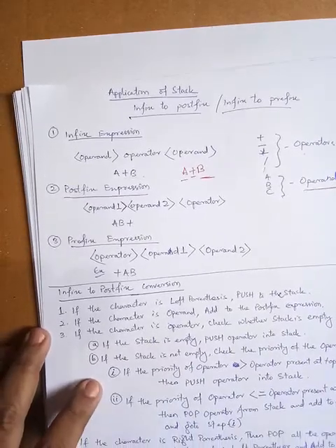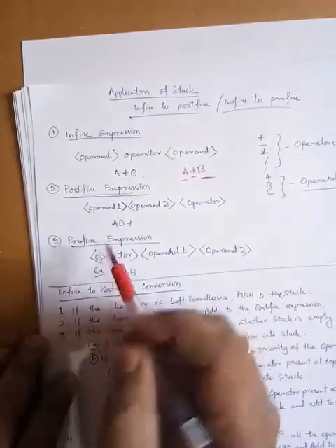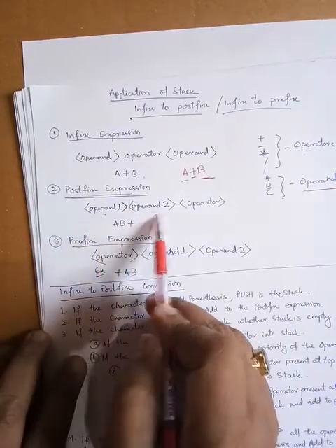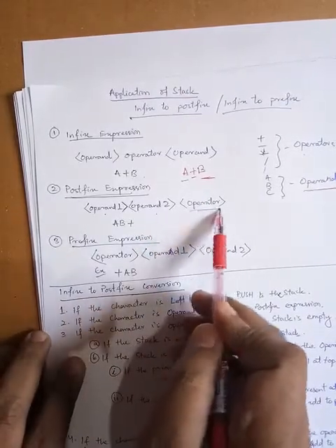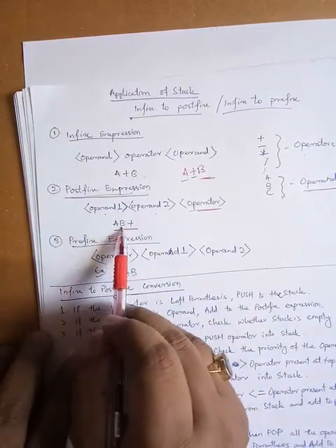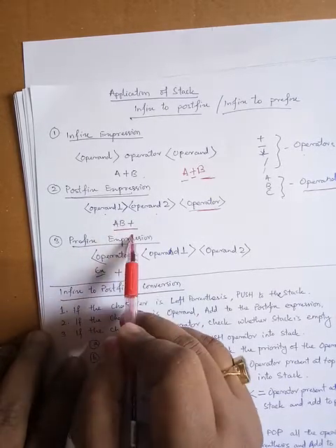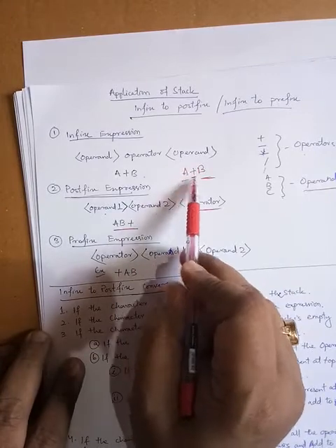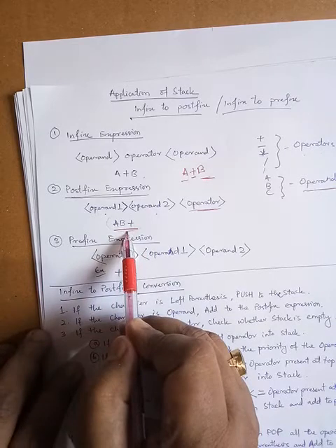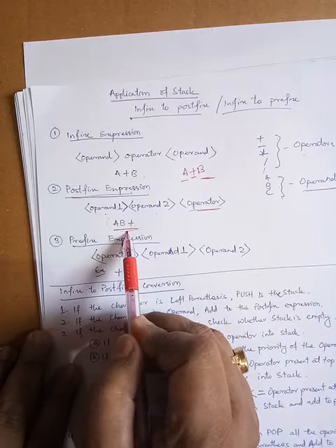Now another one is the postfix expression. In case of a postfix expression, the syntax is operand, then operator. That means the operator will be at last. The example is written here: A B plus. A and B are the operands, and the plus symbol is the operator. This has the same meaning as A plus B. That means in the memory location, this is the way the expressions will be stored, the operator and operands are stored.